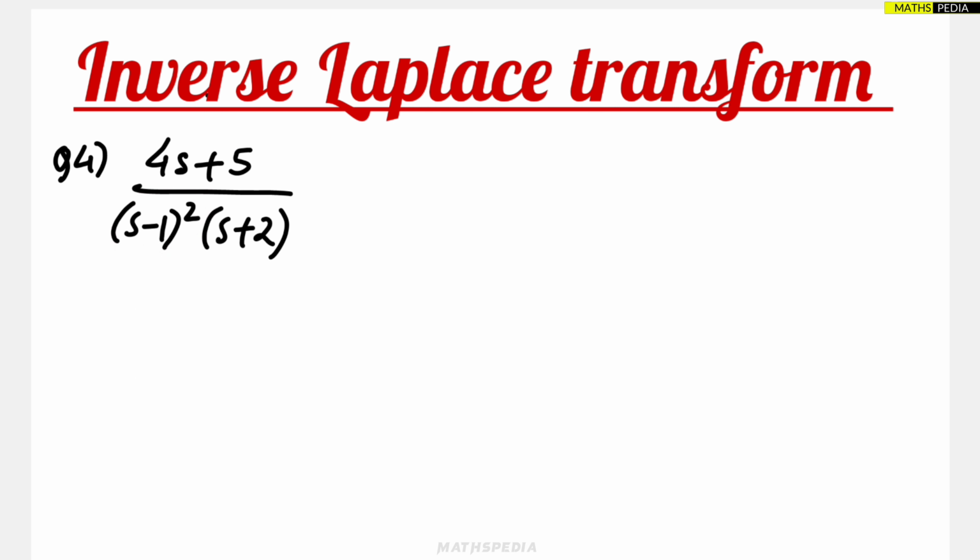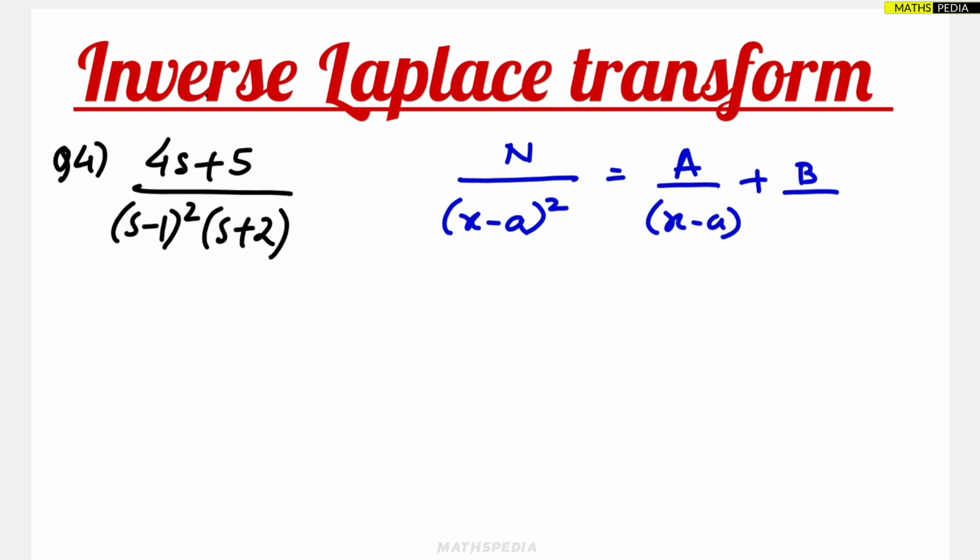If you observe, (s minus 1) squared is basically (s minus 1) into (s minus 1). That is the repeated linear factor. Whenever we get this kind of thing, suppose the numerator divided by (s minus a) squared, what will happen? It will become A by (s minus a) plus B by (s minus a) squared. This is how we are going to expand.